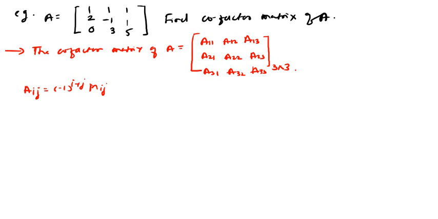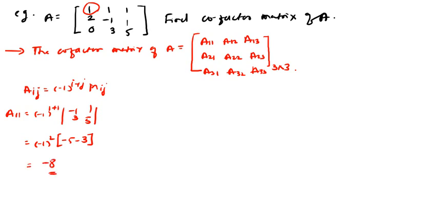Firstly we will find A11, and A11 is what? Minus 1 raised to 1 plus 1, and the minor of the element A11. Now A11 is here. So hide the row and column where that element is present and write its minor. This will be the determinant minus 1, 3, 1, 5, and this will be equal to minus 1 raised to 2 in bracket, minus 5 minus 3. So this will be minus 8. So we got the entry A11.